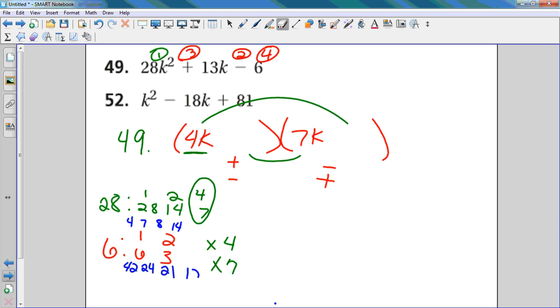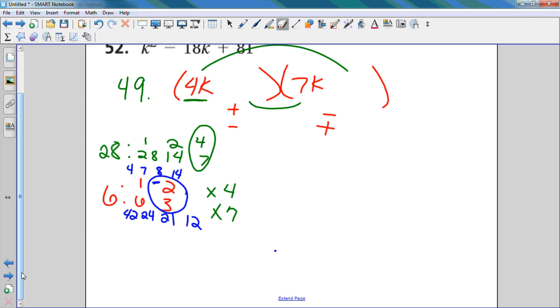and 12 and 14. Now, do either 8 and 21 or 14 and 12, if I make one negative and one positive, add up to positive 13? Yeah, 21 and 8. If I make 8 negative and 21 positive, don't they add up to 13? Yeah, so I have to make my 2 negative and my 3 positive.